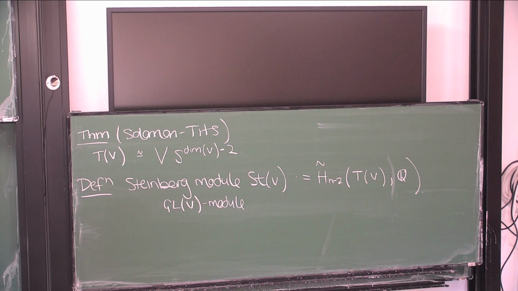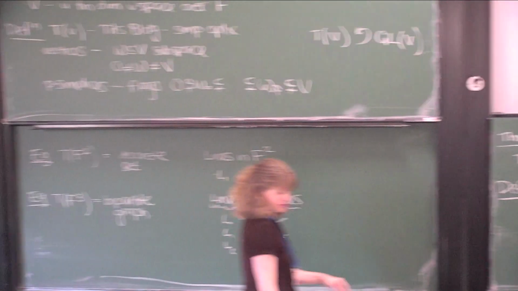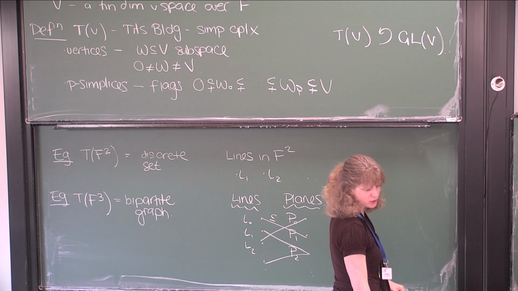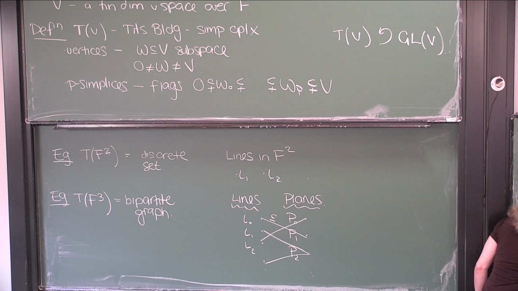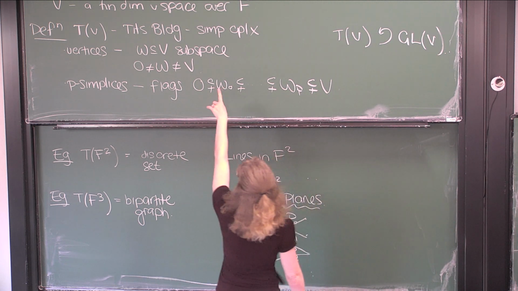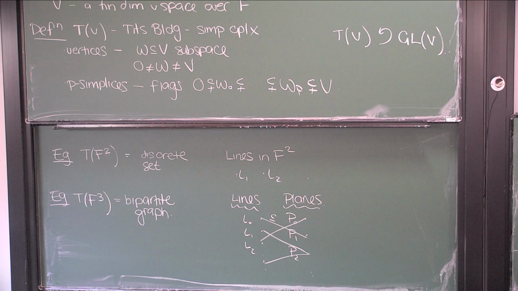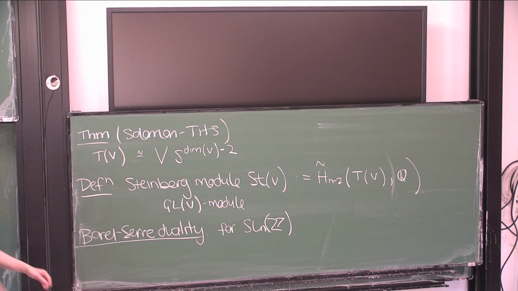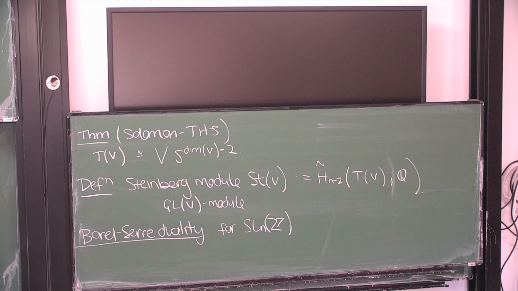One reason to care about the Steinberg module, maybe the first reason I cared about it, is Borel–Serre duality. So now we'll specialize to the case where we're looking at vector spaces over the rational numbers, and correspondingly, I'm going to consider the group SL_n(Z). Rationally, this is not a Poincaré duality group. It does not satisfy Poincaré duality.